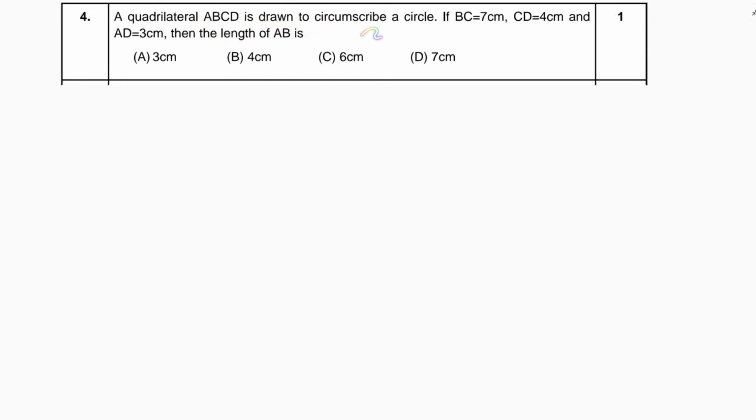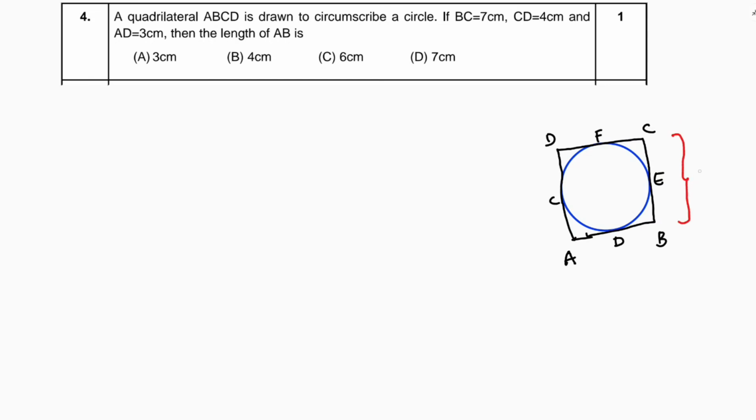A quadrilateral ABCD is drawn to circumscribe a circle. So here the quadrilateral is circumscribed. I'll take ABCD, quadrilateral A, B, C, D. Here I'll take the points of contact as D, E, F, C. They gave BC length as 7 centimeters, CD is 4 centimeters, AD is 3 centimeters.